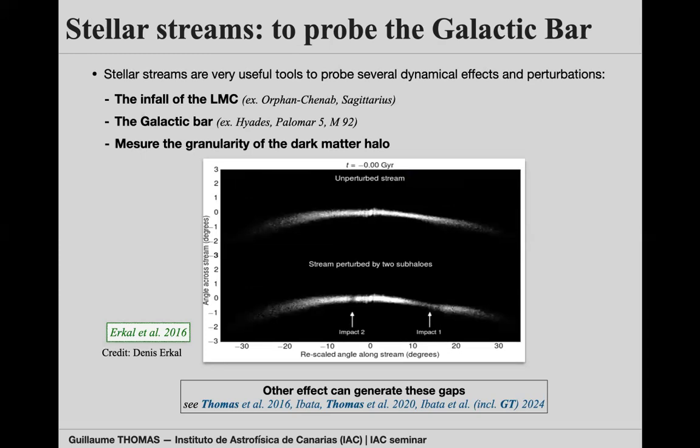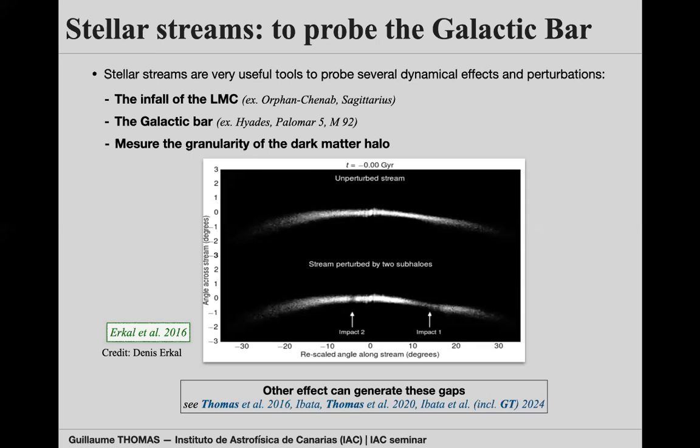And the stars are going to continue the path at the end, generating a gap that you see here. The size and the intensity of the gap is determined by the mass of the dark matter subhalo, its velocity, and its angle of impact, so its orientation. However, the problem, and it's something I've been spending a lot of time showing, is that unfortunately the Milky Way is a mess, and a lot of things can generate these gaps.